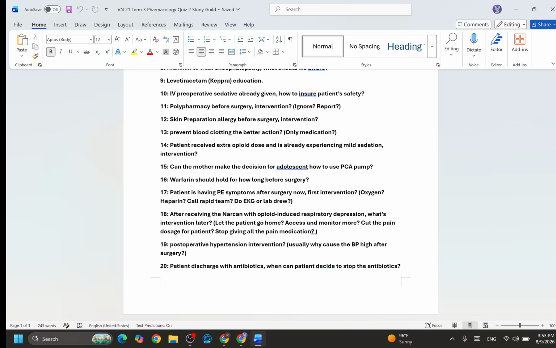Number 20. Patient discharged with an antibiotic. So when can the patient decide to stop the antibiotic? Do you think a patient will make their own decision, saying, okay, I should stop the antibiotic right now? Do you think this is a good idea? This is a very easy and simple question we learned before. It's not complicated, I'm just trying to trick you. Do you think the patient can just tell you, okay, I'm discharged and my symptoms are better right now, so I'm just deciding to stop my antibiotic? Do you think this is a good idea?